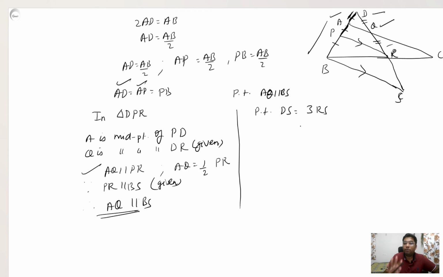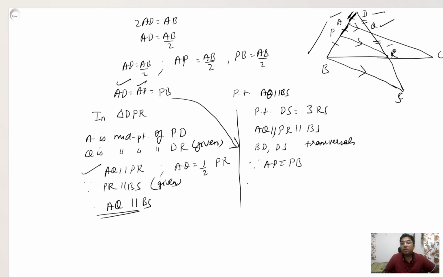Now first, let me help you in spotting the three parallel lines. We have just proven that AQ is also parallel. That means I have AQ, I have PR, and I have BS. So I have three parallel lines. What are my transversals for these three parallel lines? BD and DS are my transversals. So I have three parallel lines, I have two transversals, and I also have AP equal to PB. Here. AP was equal to PB, right?